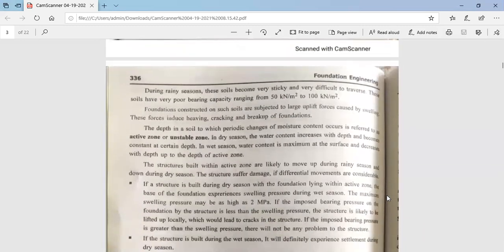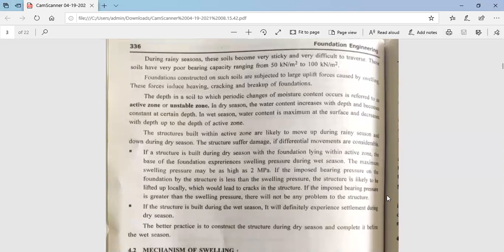During the rainy season, these soils become very sticky and very difficult to traverse. These soils have very poor bearing capacity, ranging from 50 kilonewton per meter square to 100 kilonewton per meter square. Foundations constructed on such soils are subjected to large uplift forces caused by swelling. These forces include cracking and breakup of the foundation.